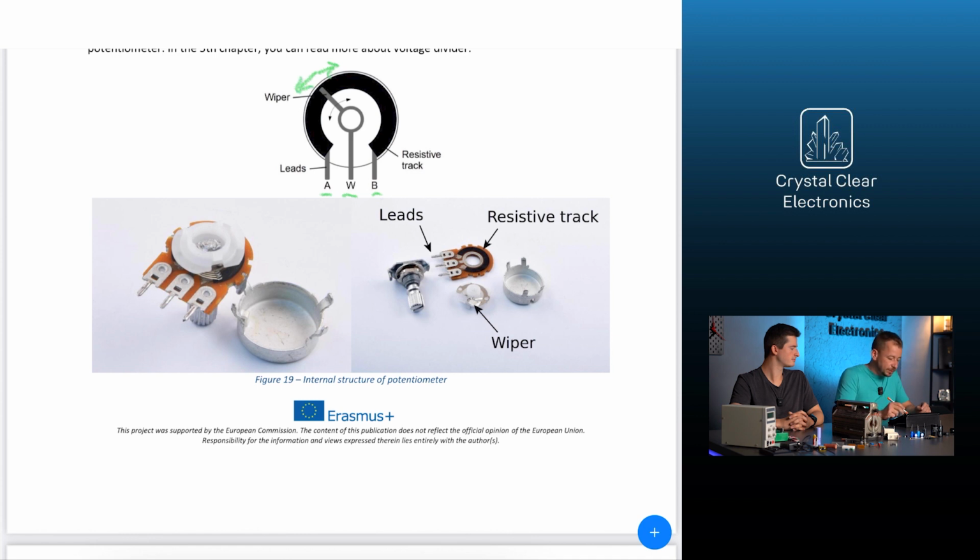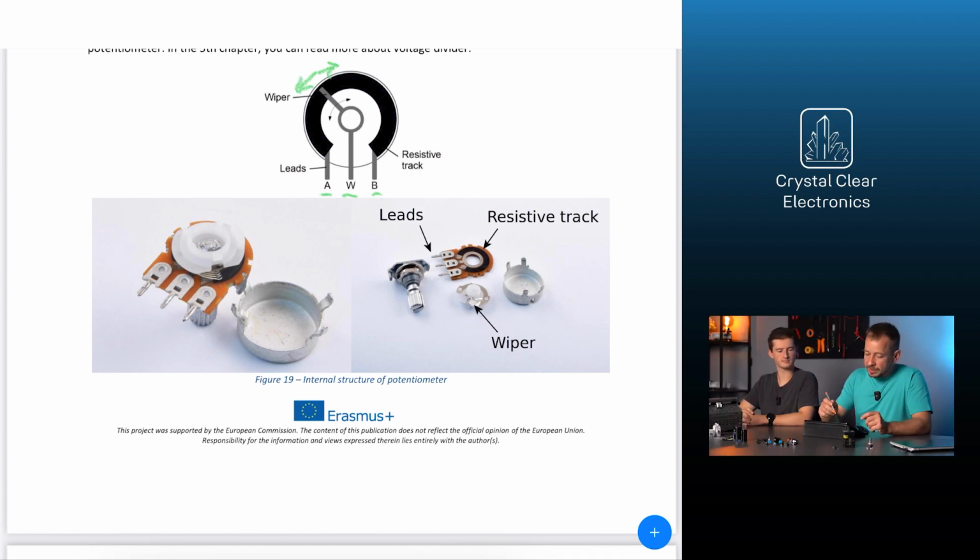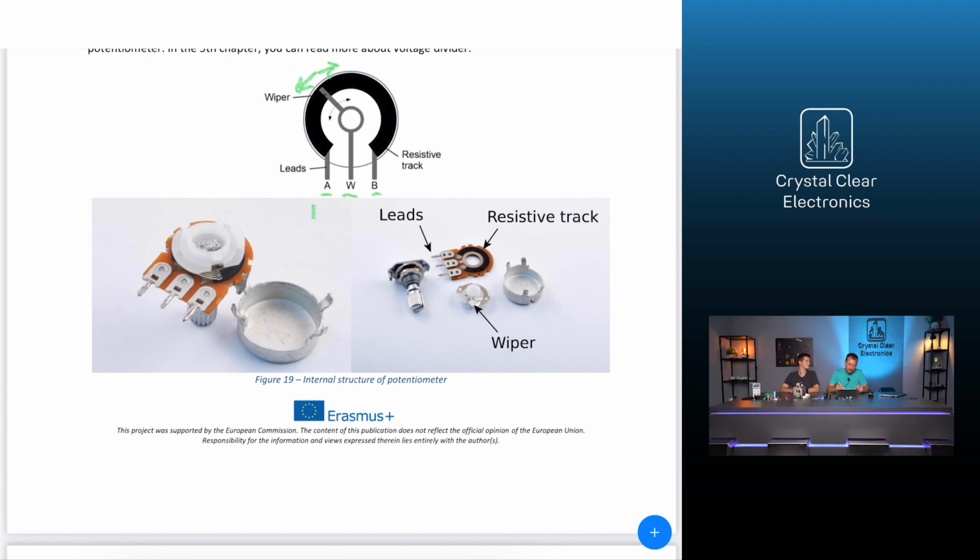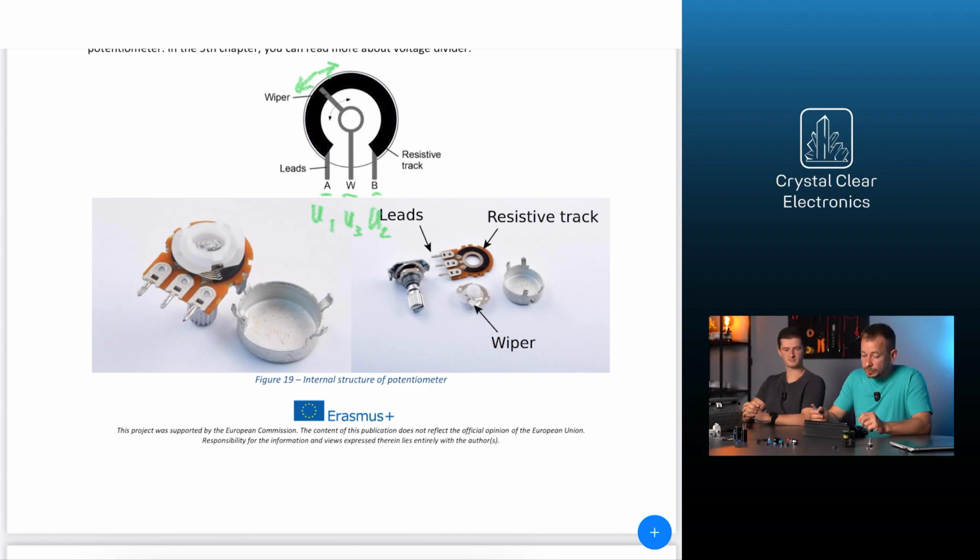The potentiometer can be used as a so-called voltage divider as well. If we connect voltage to its outer legs, then the voltage that is measured on its middle leg is proportional to the position of the potentiometer. You can learn more about the voltage divider in the 5th chapter.